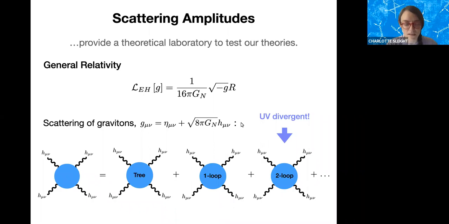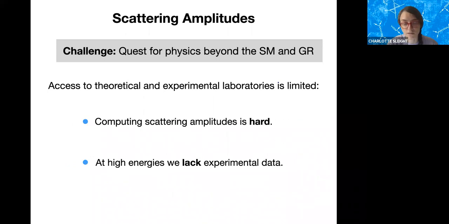So in this and in similar ways, scattering amplitudes provide us with this very nice theoretical scaffolding with which we can test the limitations of our theories. And of course, we don't put general relativity in the bin because it describes our universe so beautifully well at large cosmological scales.